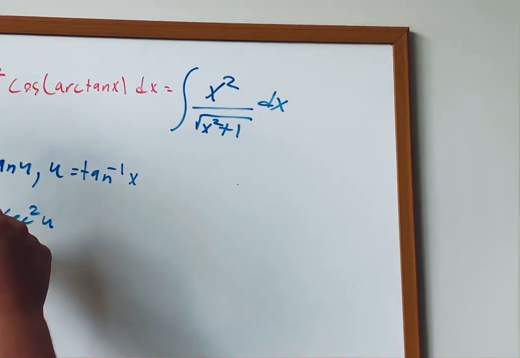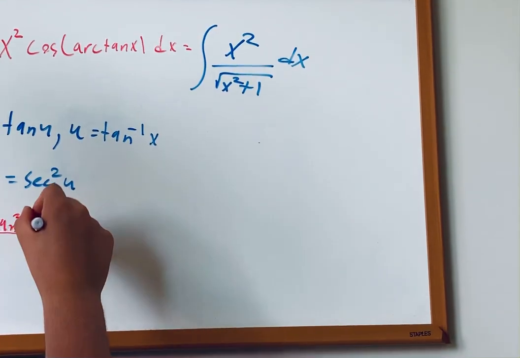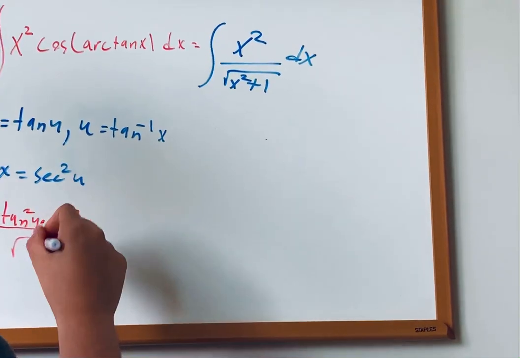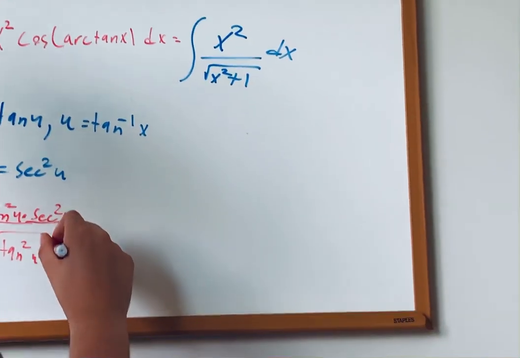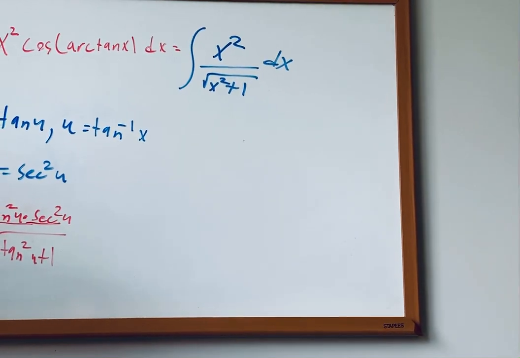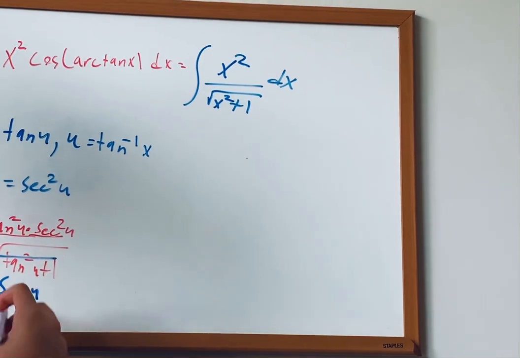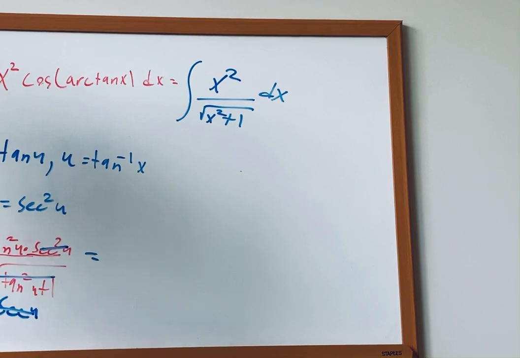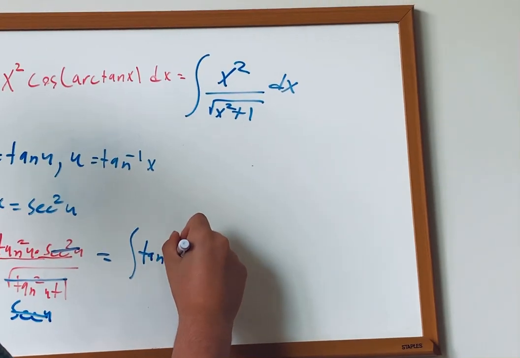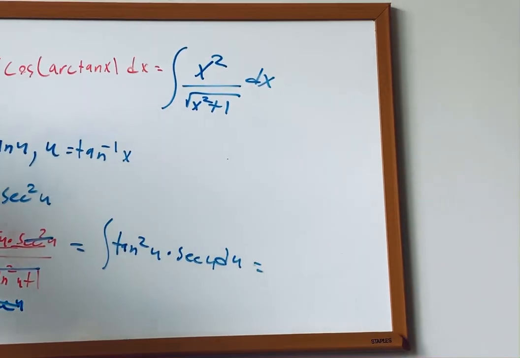So my answer would be the integral of x squared, which is just tangent squared u, multiplied by dx, which is secant squared u du, and then over the square root of tangent squared u plus 1. Now, the square root of tangent squared plus 1 is just the square root of secant squared, which is secant u. So now this and this cancel. For our final integral, we have the integral of tangent squared u multiplied by secant u du. So now how do we solve it?